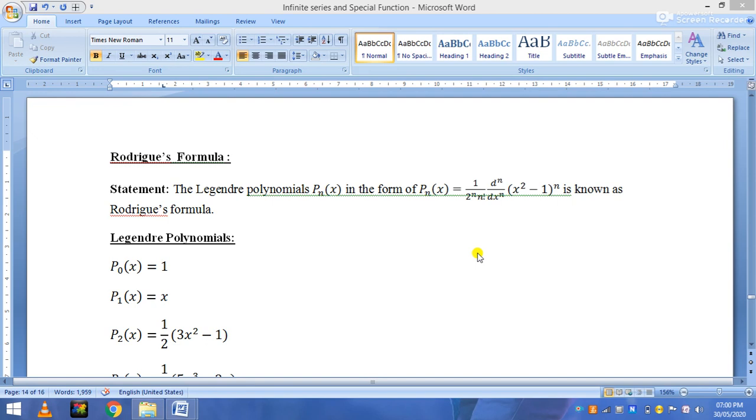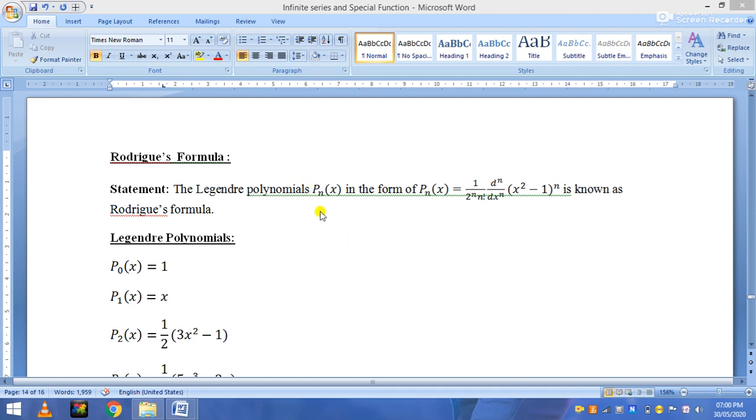By using this formula we solve the examples. In the previous video we learned the orthogonal property theorem. In this video we learn the Rodriguez formula, and by using it we solve the example. The statement of the Rodriguez formula is given like this.